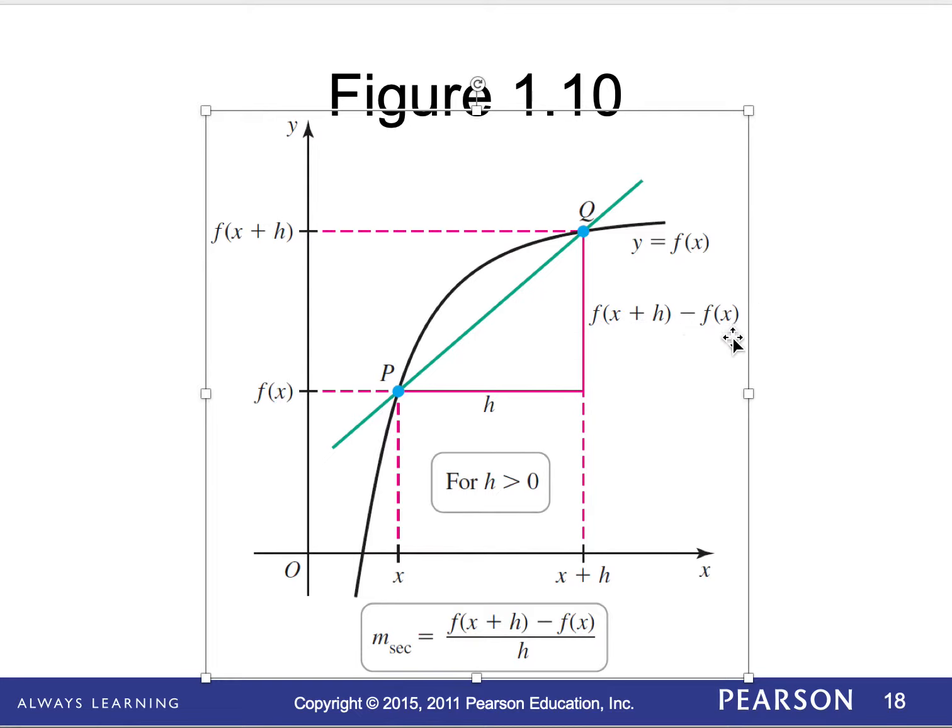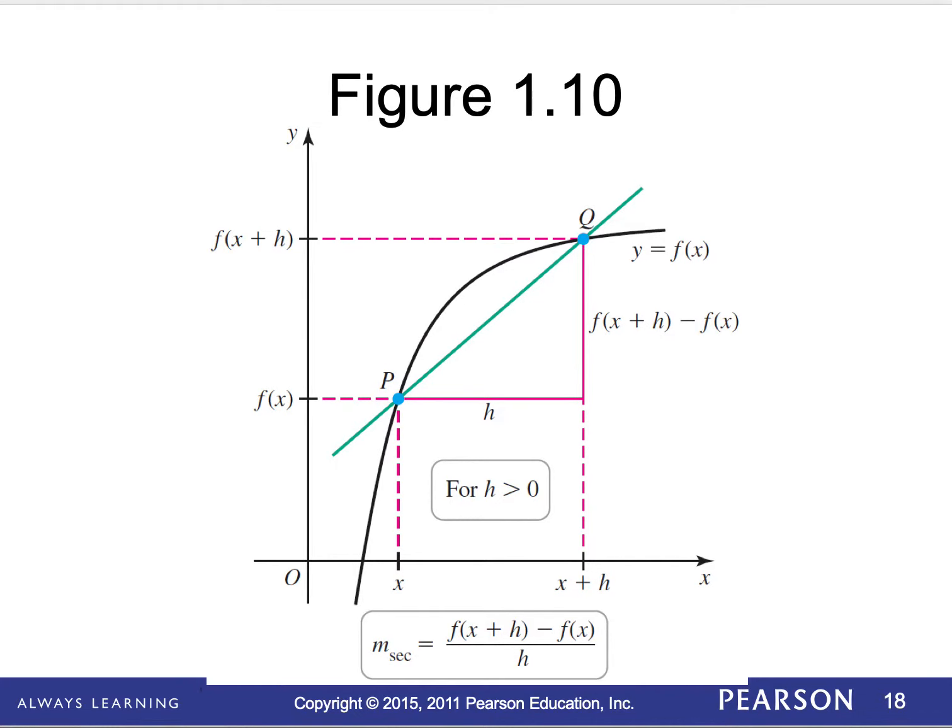And so what I'm seeing here is my change in y would be f of x plus h minus f of x. That would be how much it goes up. And then my run would be h, which is where this formula is coming from at the bottom of your screen.